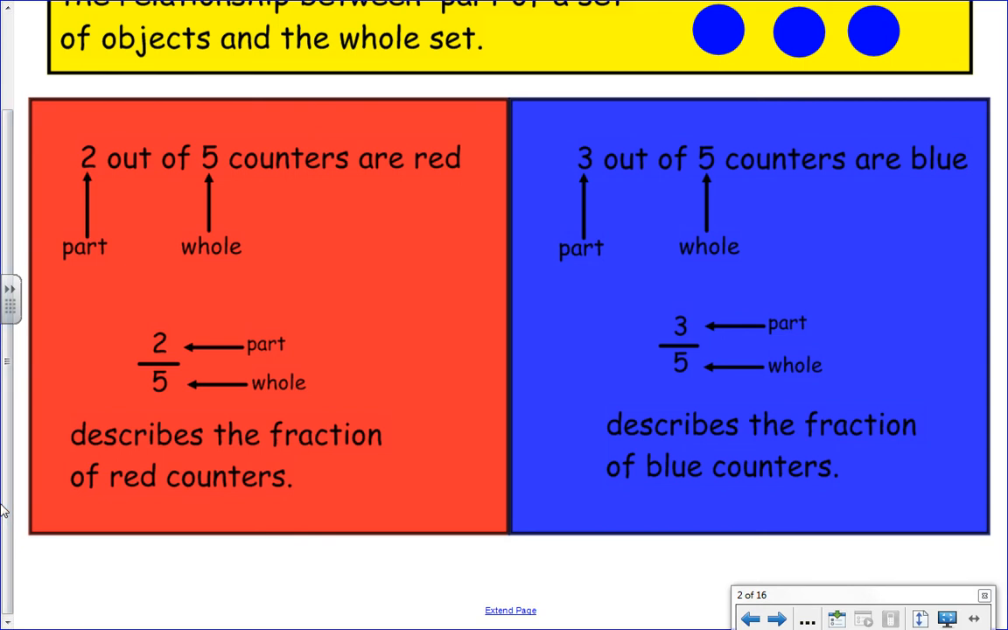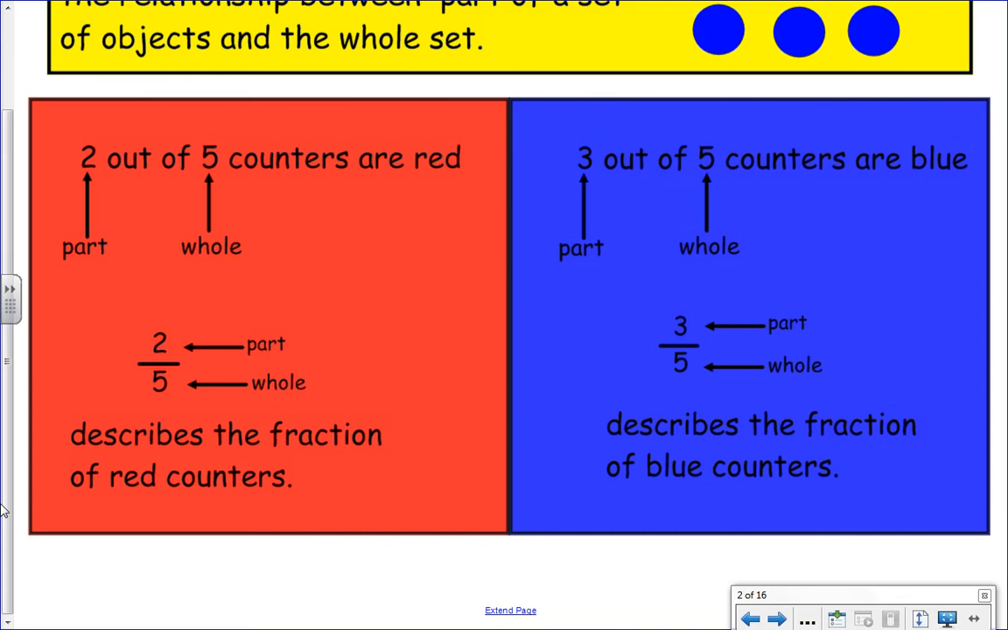So you'll have your counters here in front of you. So we're going to work with those. So make sure if you don't have those out, you need to get them out. In our case, it's going to be red and yellow, not red and blue, but you kind of get the picture. Alright, so we've got 2 out of 5 counters are red.